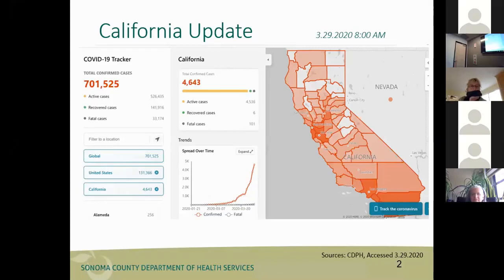And this is the California update from my new favorite website. Thank you, Darcy. This is the Microsoft Coronavirus Tracker, which is incredibly easy to use, with a great interface. You just type in your location and it brings it up. Very comprehensive. This is what it's showing in California: over 4,000 cases, 4,643 active cases, 6 recovered, 101 fatal. This isn't a live picture right here, but if you go to this site, it's interactive and you can click on your county. And then at the left, you can see that compared to the United States and the global numbers.